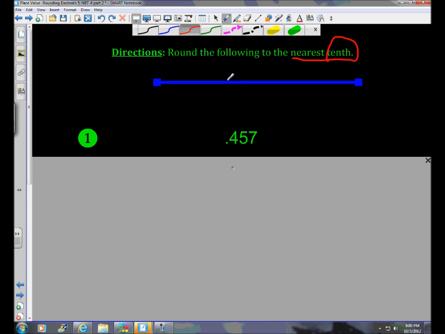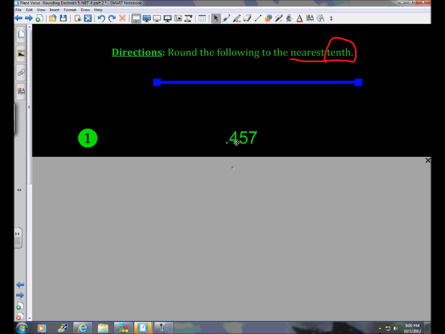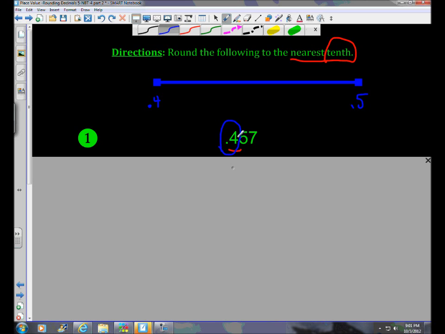Okay, so we have to identify the tenth in this number. We've got a 4 in the tenths place, 5 in the hundredths place, and a 7 in the thousandths place. So we're going to take a look at that 4 in the tenths place. And automatically, you can think to yourself, okay, this 4 in the tenths place, we're rounding to the nearest tenth. So this decimal, 457 thousandths, is going to be between 4 tenths and 5 tenths. We're going to try to figure out which one this decimal is nearest to or closest to.